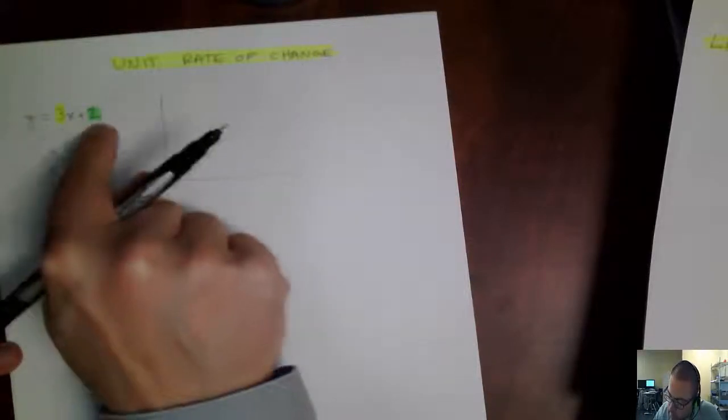Okay, so let's look at the unit rate of change. So remember when we looked at this, we had, so 0 is 2, then one more is increase it by 3, right?